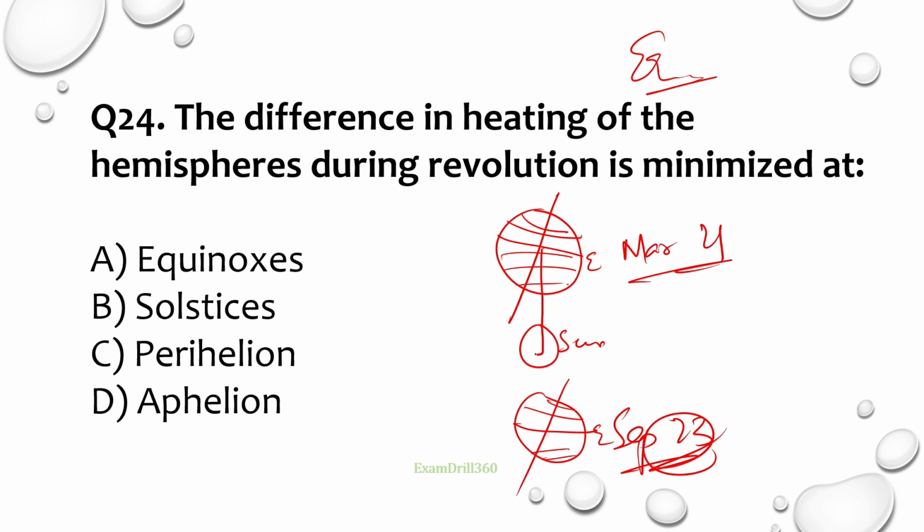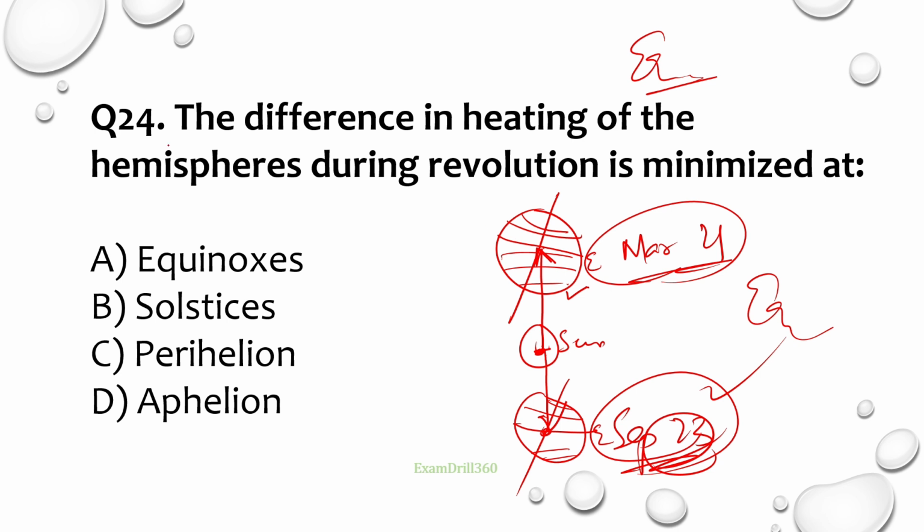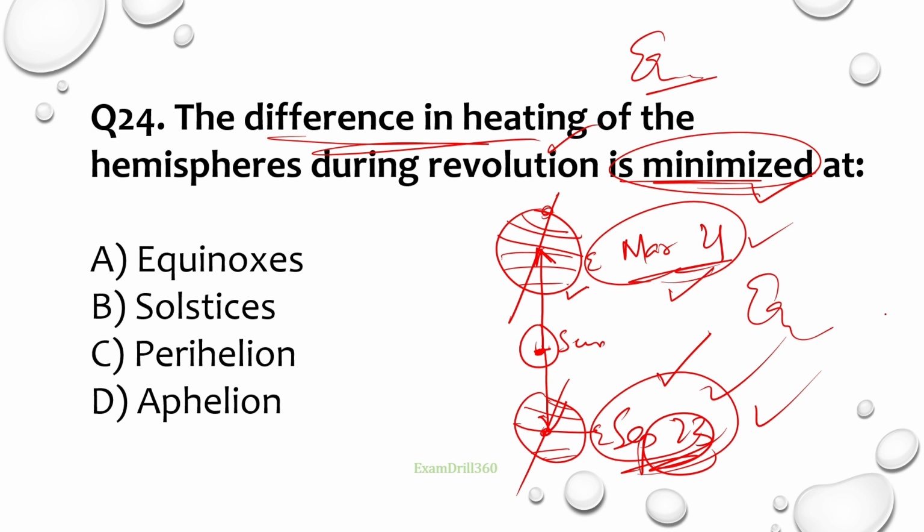So on this particular day, the equator will get direct sunlight. And on September 23rd also, the equator will get direct sunlight. Since the Earth's equator is receiving direct sunlight and neither pole is tilted towards or away from the sun, this creates a more equal sunlight distribution across the globe. These 2 days are what? Equinox. The difference in heating will be minimized because the heating on these 2 days is nearly the same. So the answer will be equinoxes.